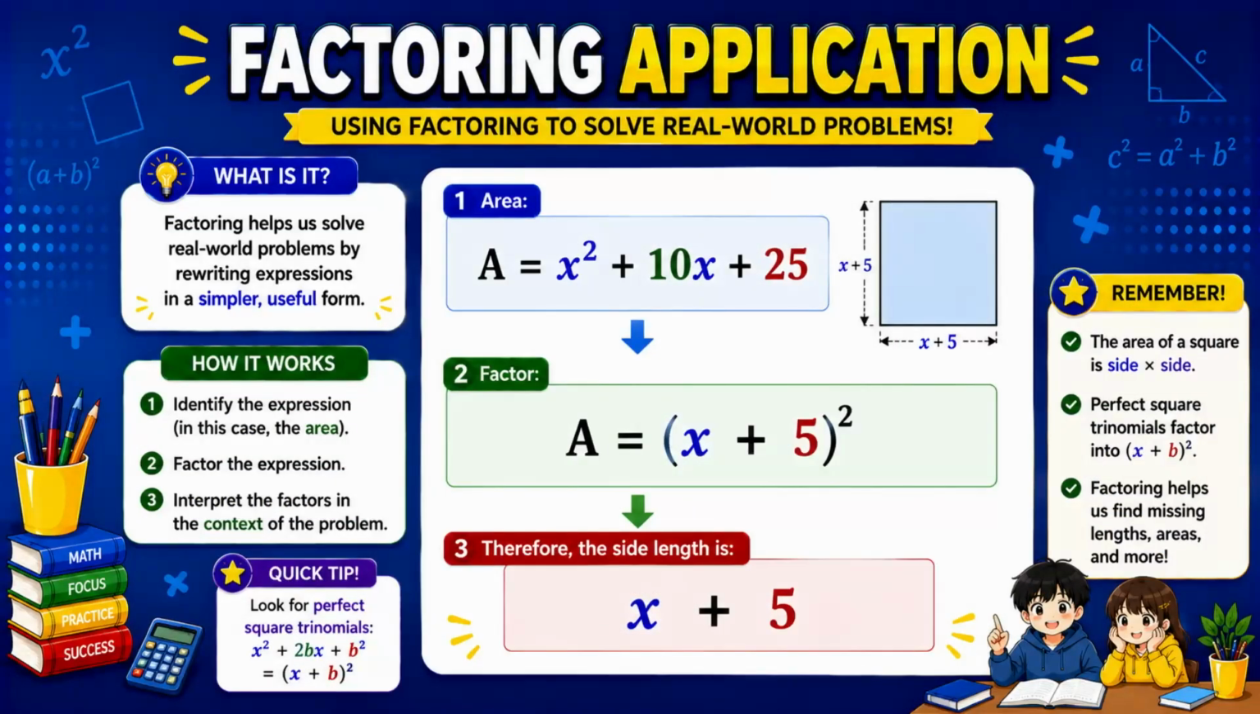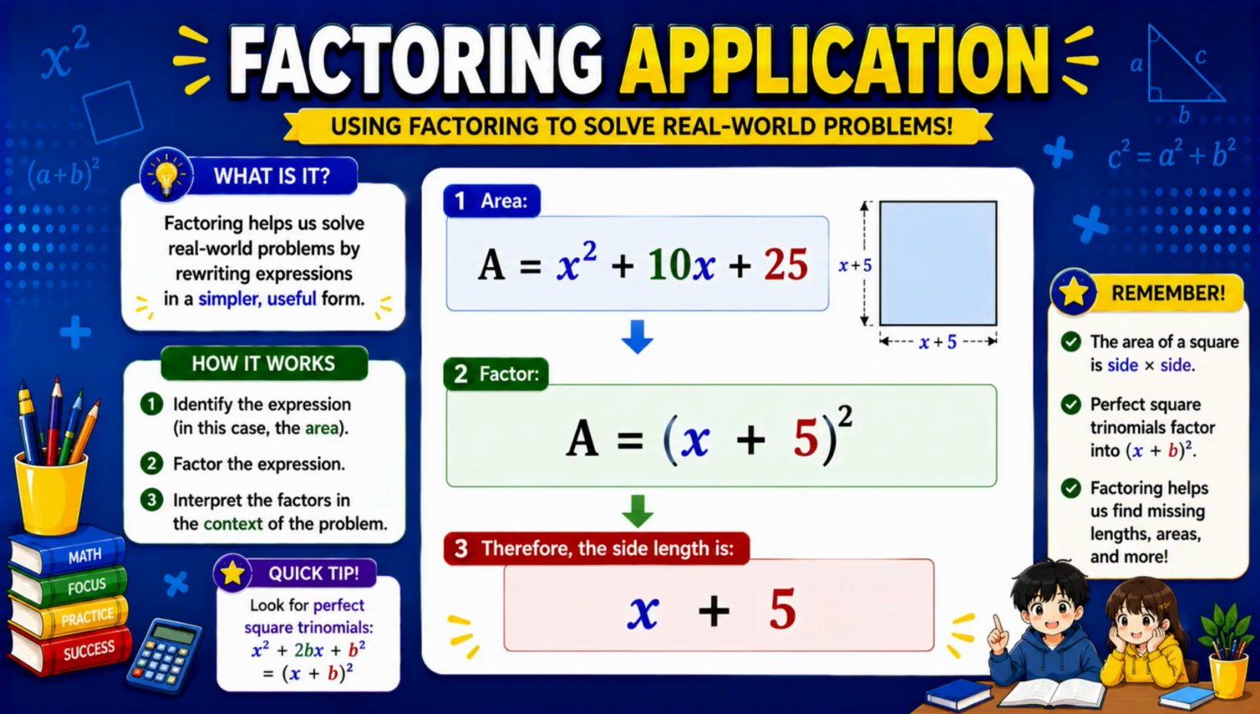Let's apply what we have learned about factoring to a real-life area problem. Suppose the area of a square is represented by x squared plus 10x plus 25. First, we factor the trinomial. We recognize that it is a perfect square trinomial. The expression factors into x plus 5 quantity squared.